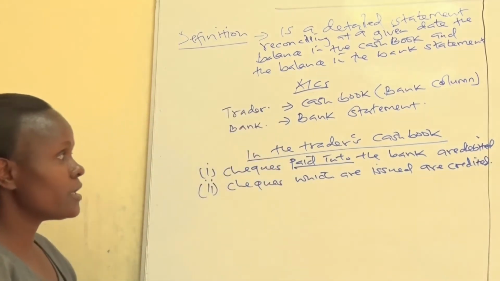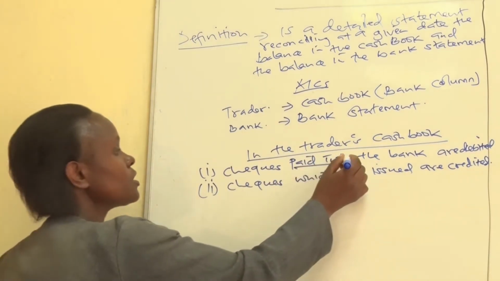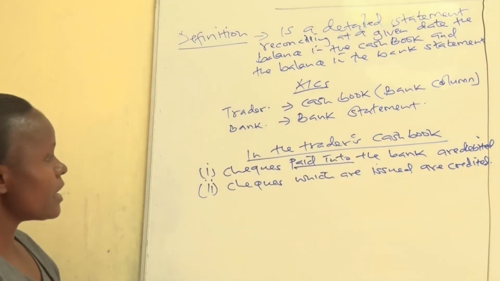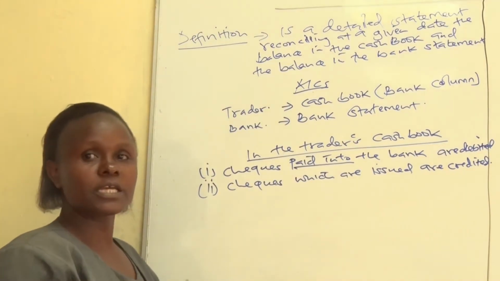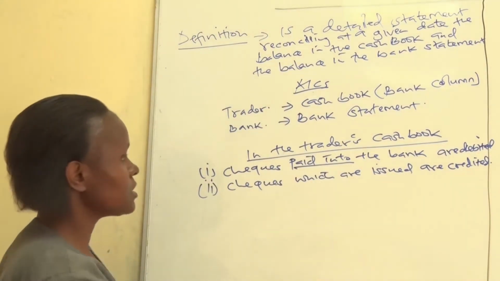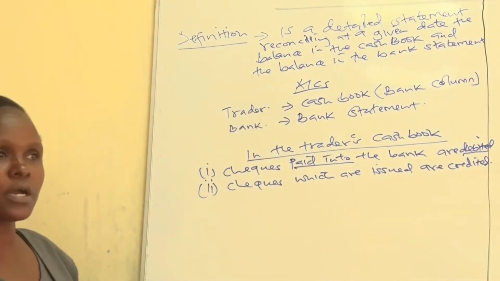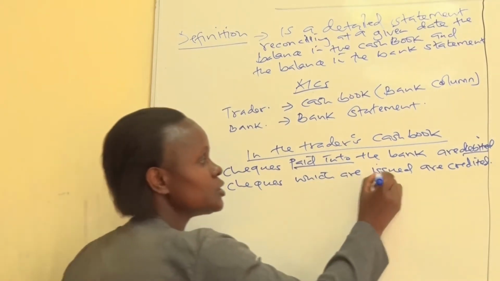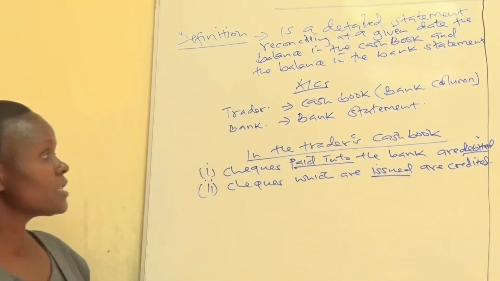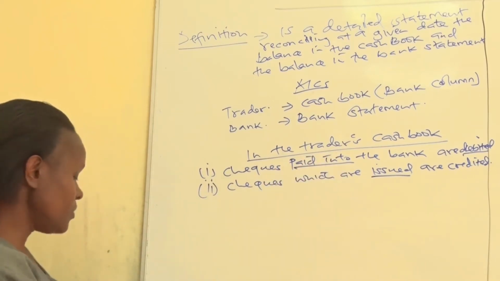It is the same way as the two or three column cash book. Any cheque which you take to the bank means you are increasing the amount in the bank, so you debit. If you make payment to your suppliers, you credit. So the cheques which you issue, you credit. The cheques which you take to the bank, you debit.